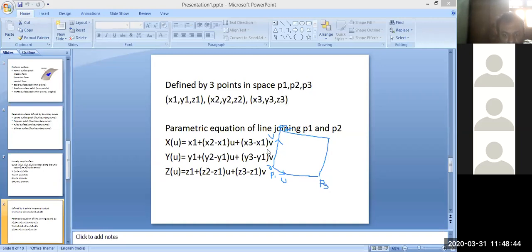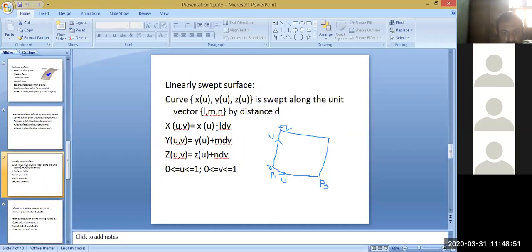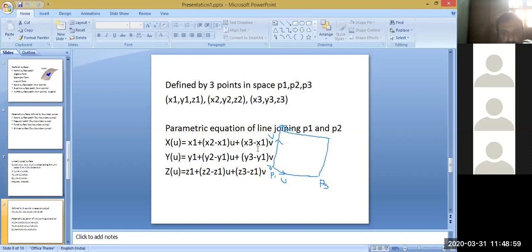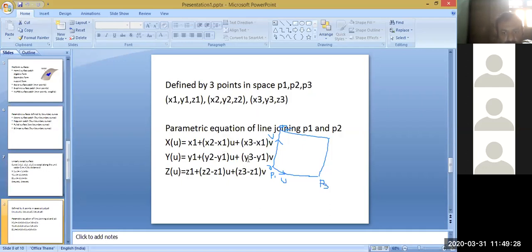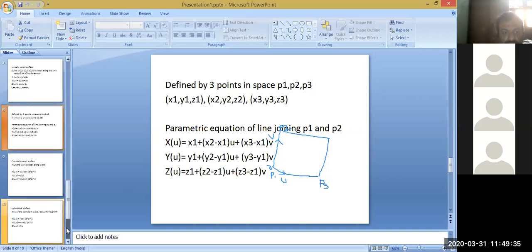By simplifying the equation, you will get this form: x of u, L D v. This L D, that is x3 minus x1, y3 minus y1, z3 minus z1, is nothing but the direction cosine into the distance up to which it is developing. This is the product of direction cosine L into D. This L into D is equivalent to x3 minus x1, and M into D is y3 minus y1, and N into D is z3 minus z1. Like this we can generate.